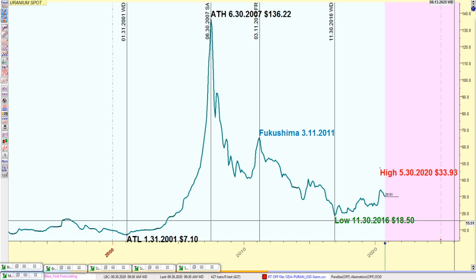Hey guys, today is October the 5th of 2020, and I wanted to go over the uranium spot price using Gann price and time technical analysis.